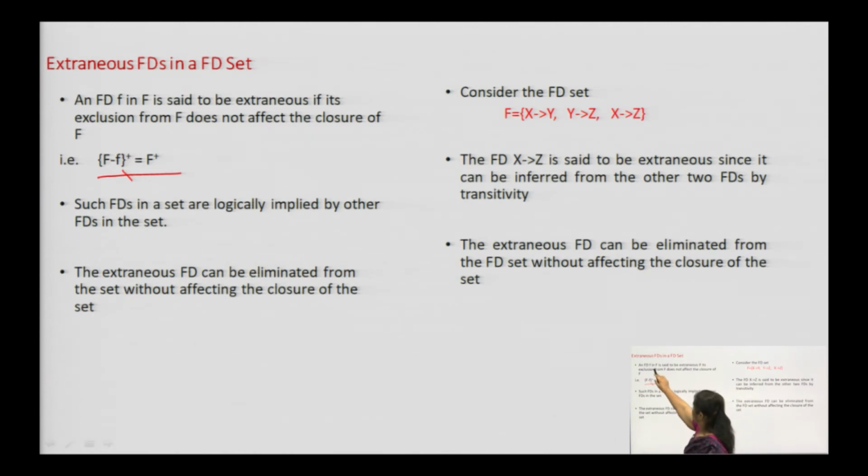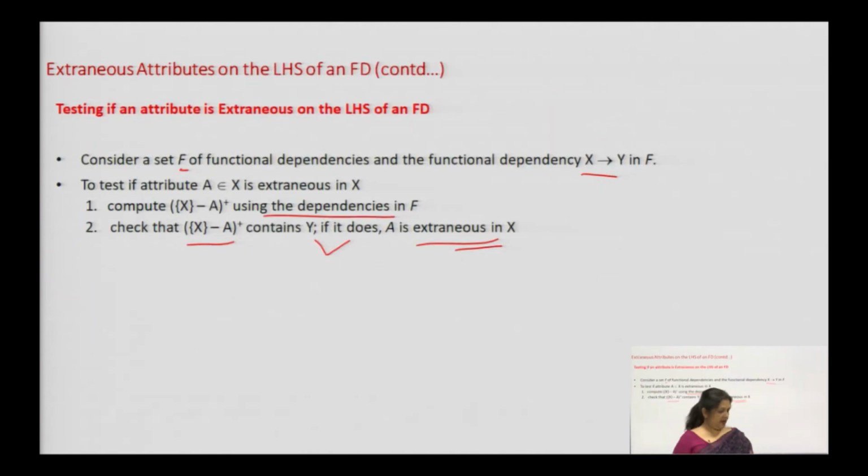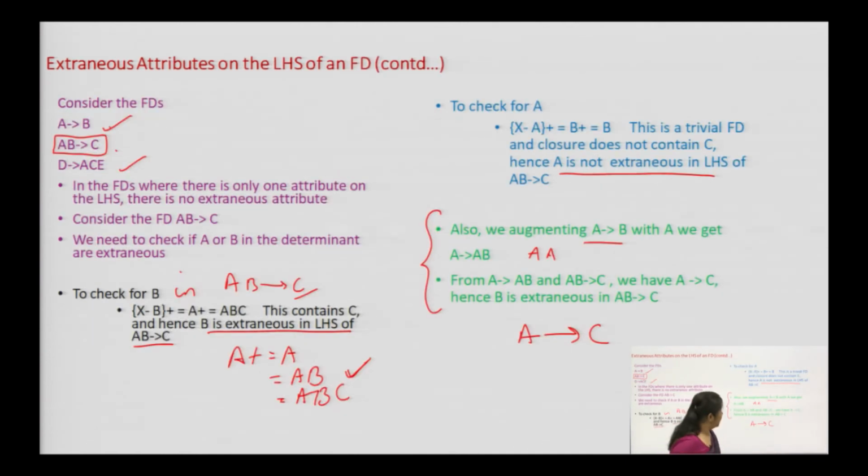A functional dependency f in F is said to be extraneous if its removal from F, that is the functional dependency set, does not affect the closure of F. The closure remains the same. Such FDs are logically implied by other FDs in the set, and they can be eliminated from the set without affecting the closure of the set. Let us look at an example that we have over here.